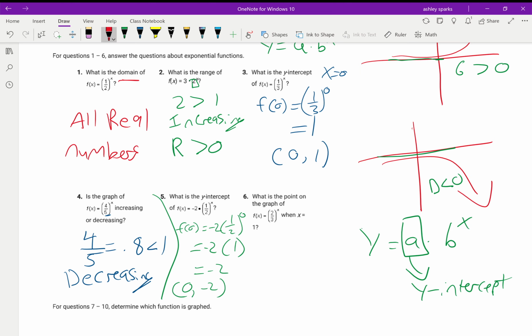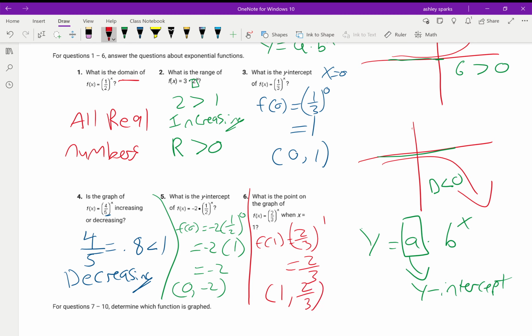And my last one here, what is the point on the graph f of x equals 2 over 3 when x equals 1? So we're just being asked here to replace our x with 1. So 2 over 3 to the first power. Well, you can do this in a calculator, but anything raised to the first power, this would just be 2 over 3 times 1, i.e., it's still just 2 over 3. So the point here would be 1, 2 over 3, for our point on this graph.